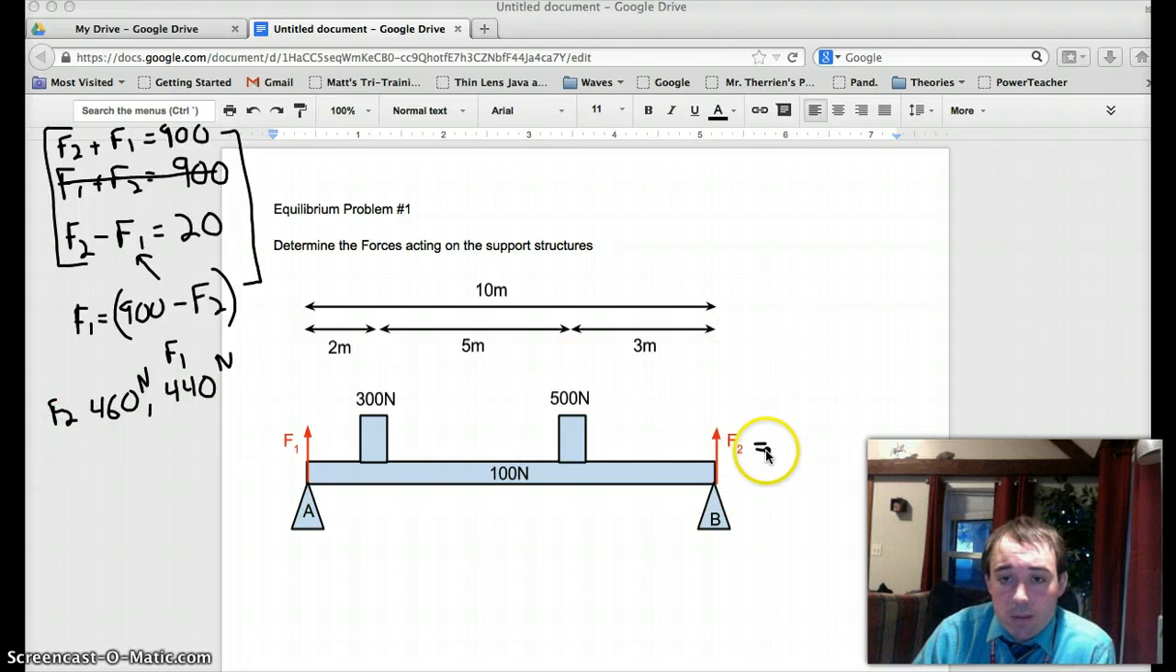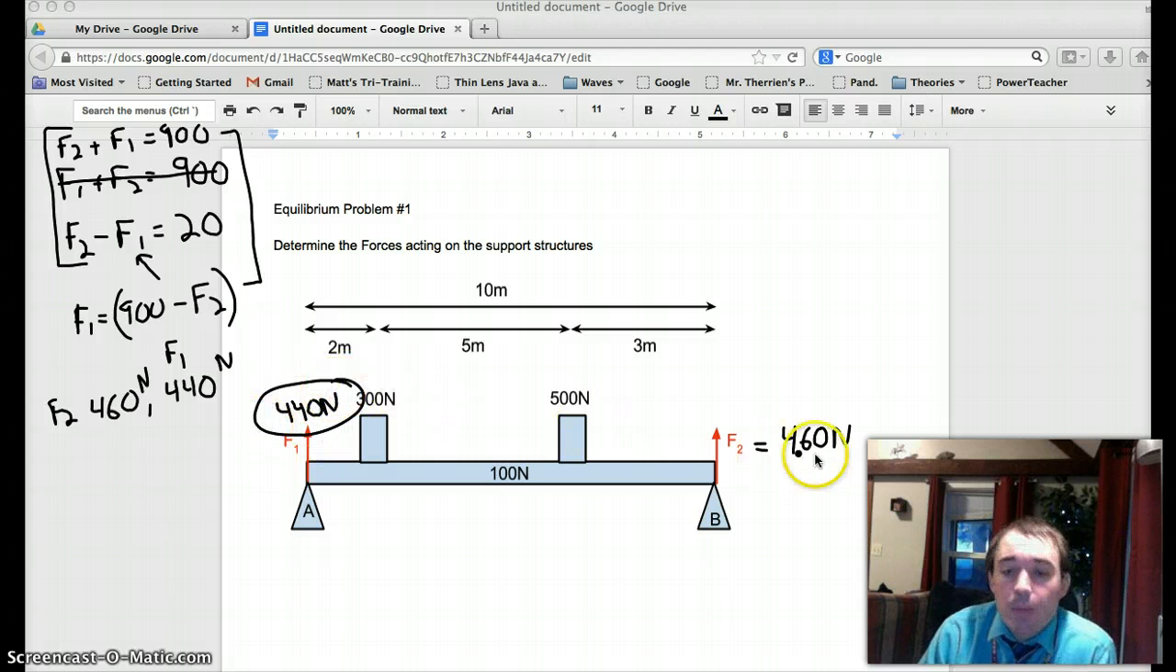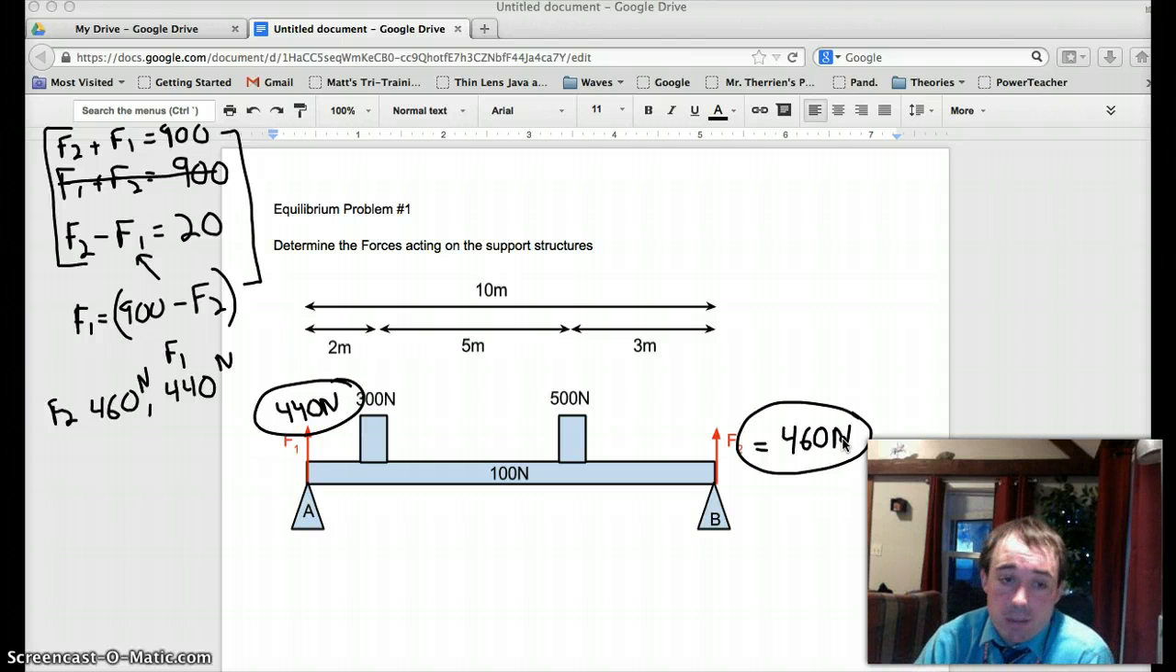So the force that F2 has to push up with is 460 newtons, and the force that F1 has to push up with is 440 newtons. Now, the problem accompanying this video does not have these same numbers, but it's the same process. I'm going to keep a lot of it the same, but some of the numbers are different, so you're not going to get the same values, but I want you to use this video as a guide.